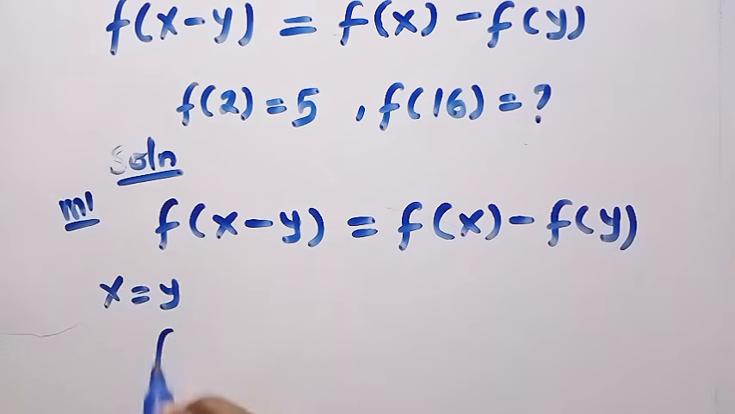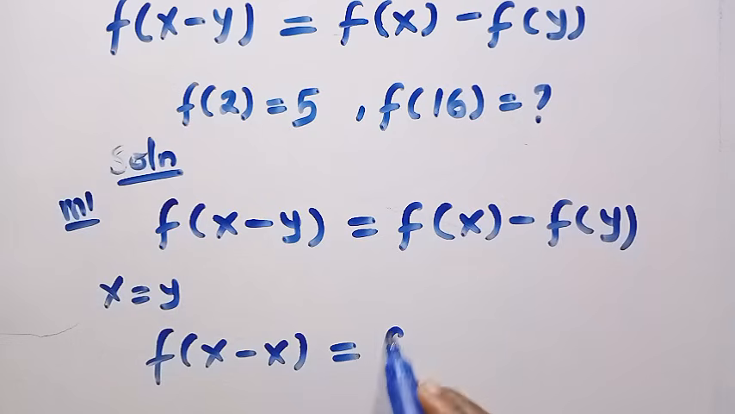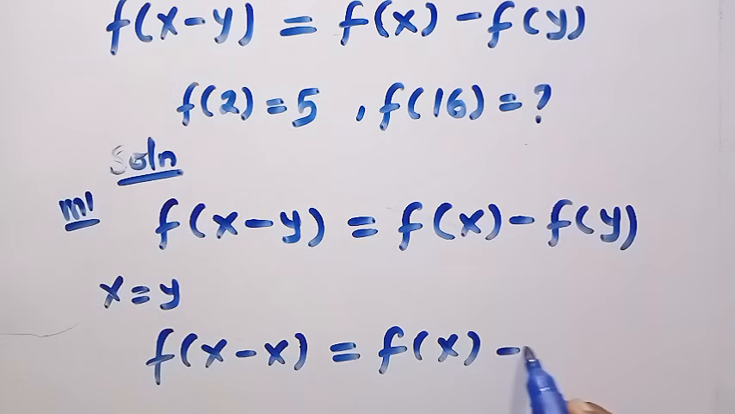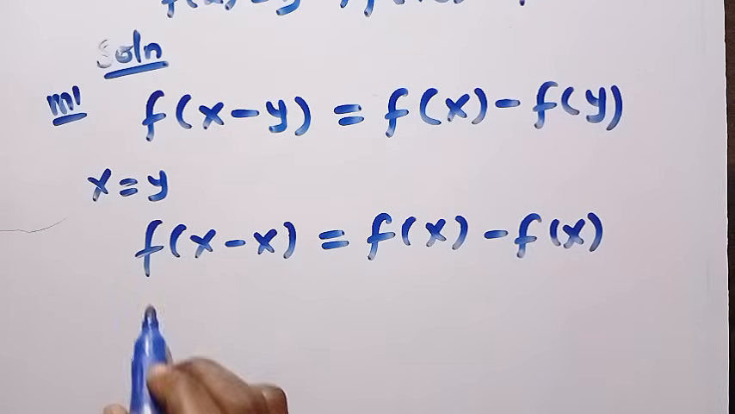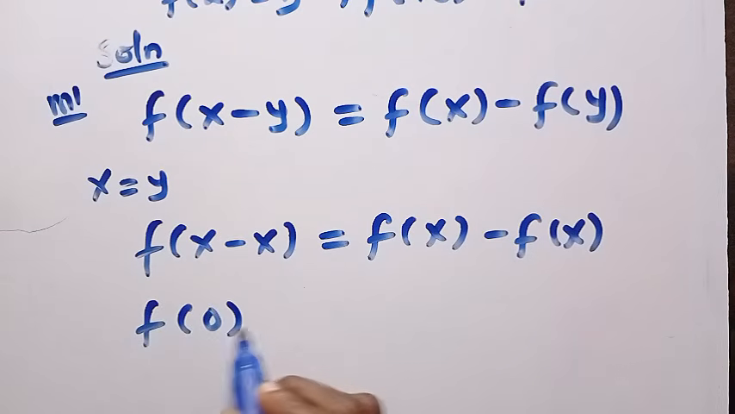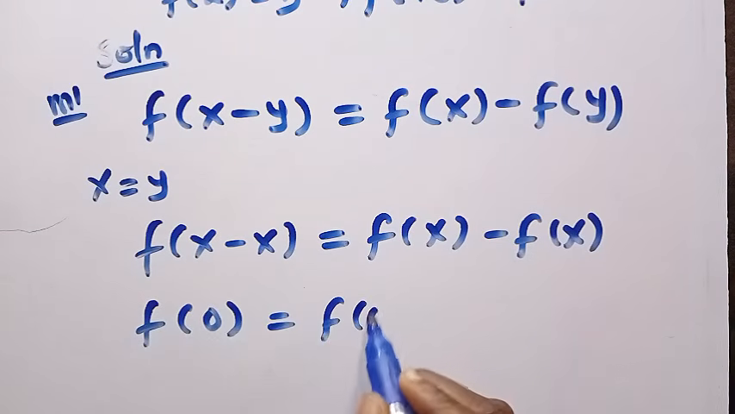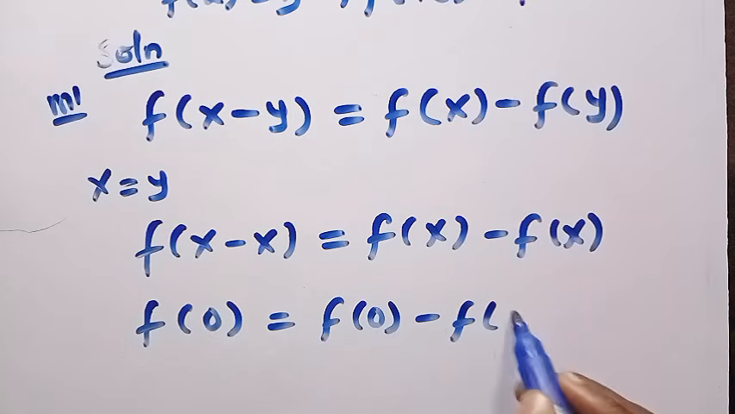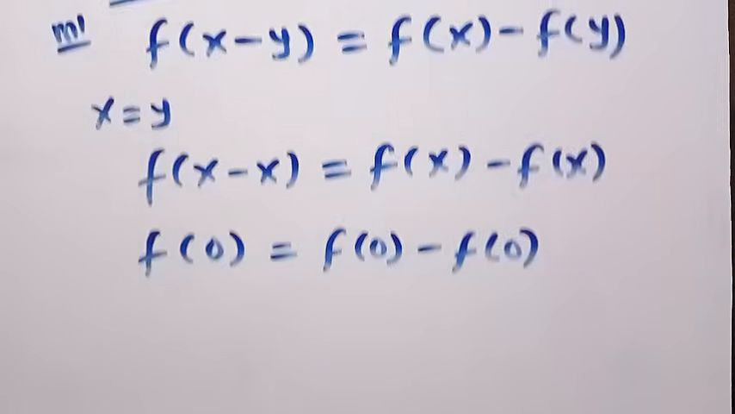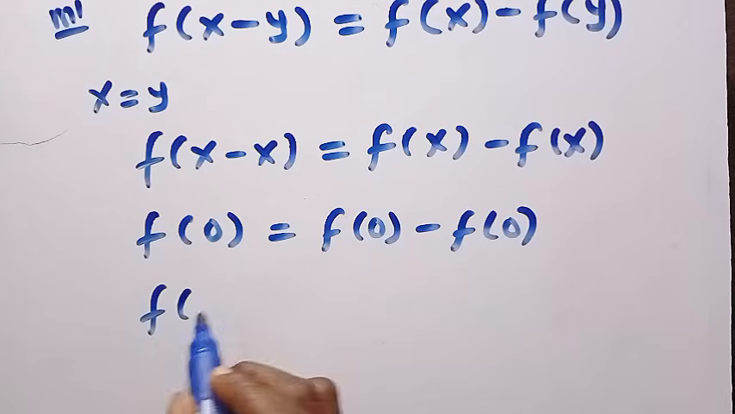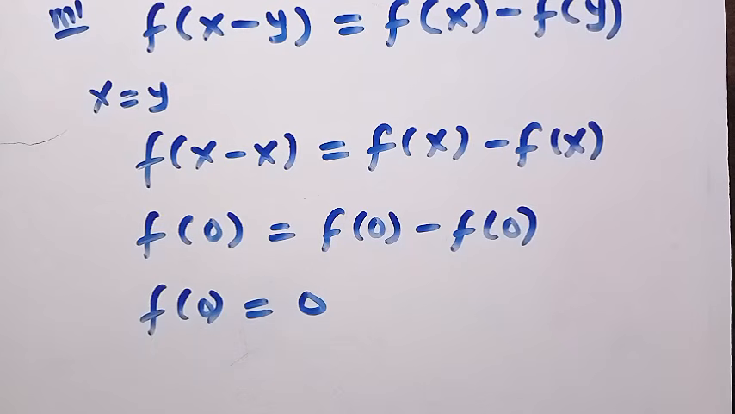So if I go with x, we are going to have f of x minus x equals f of x minus f of x. So with this, we have f of 0 equals f of 0 minus f of 0. And f of 0 minus f of 0, so this shows that our f of 0 equals 0. So we test for y, and you can still test for x as well. So both of them equal 0.